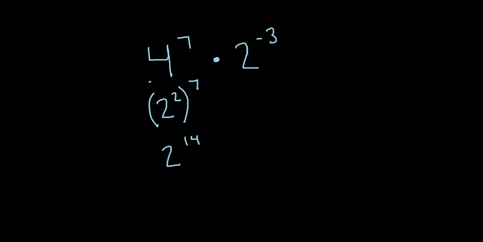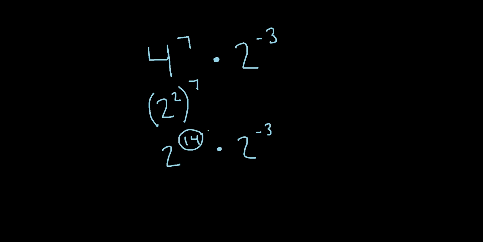And what you'll find is that 4 to the 7th has the same value as 2 to the 14th. So we haven't changed the value at all. We've just rewritten it with a different base. So then we still have times 2 to the negative third. So now we'll notice that these values have the same base. They both have a base of 2. So again, when we're multiplying values with the same base, all we have to do is just add their exponents together.